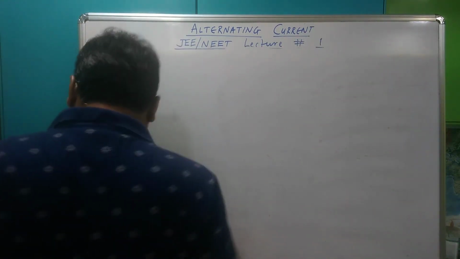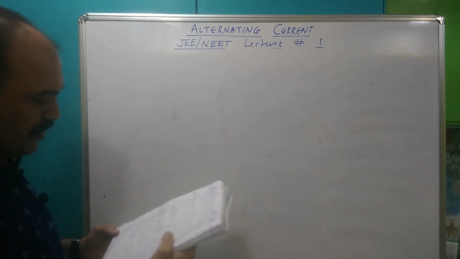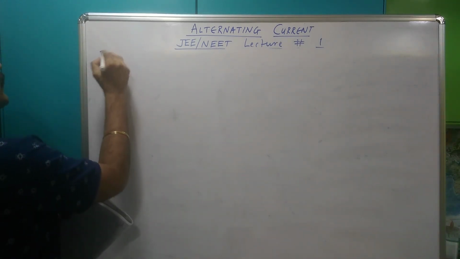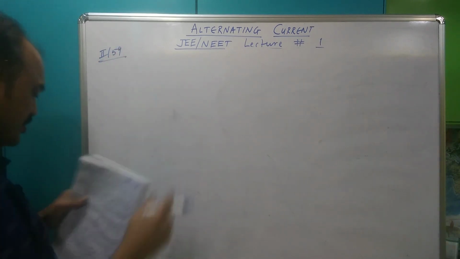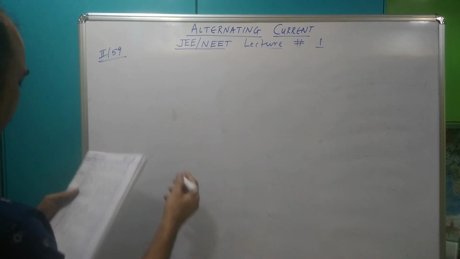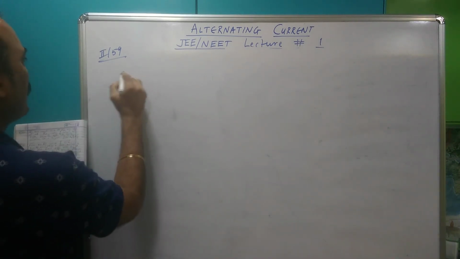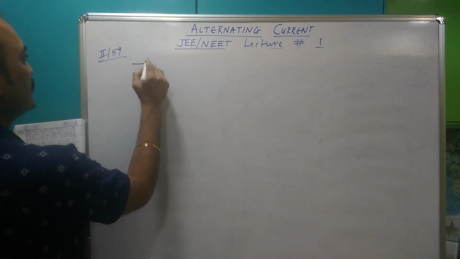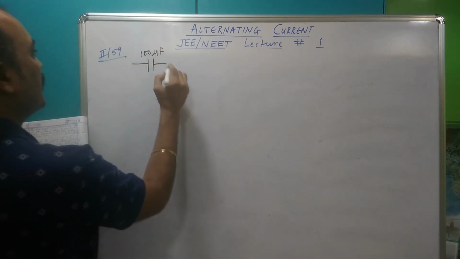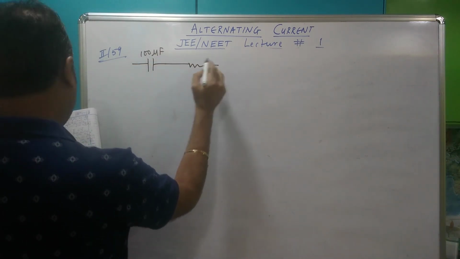Okay. Now that the board is rubbed, number 2.59, big cocker. My God, big monster of a sum this is. Let me draw the circuit and we'll find out the data. First, let me draw the circuit. So I've got this 100 microfarad capacitor and this resistor is 100 ohm.